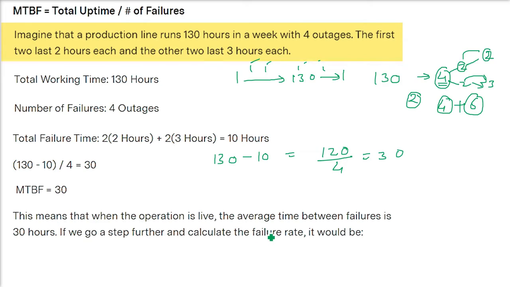Now let me go a step further. Let us try to find out the failure rate. What will be the failure rate? As I suggested, 30 hours between 2 failures, 30 hours between 2 failures, like this. Average we have taken. We will try to find out the failure rate. You just have to take the reciprocal of MTBF, or mean time between failure. Failure rate is 1 by MTBF. 1 by 30 is 0.033.